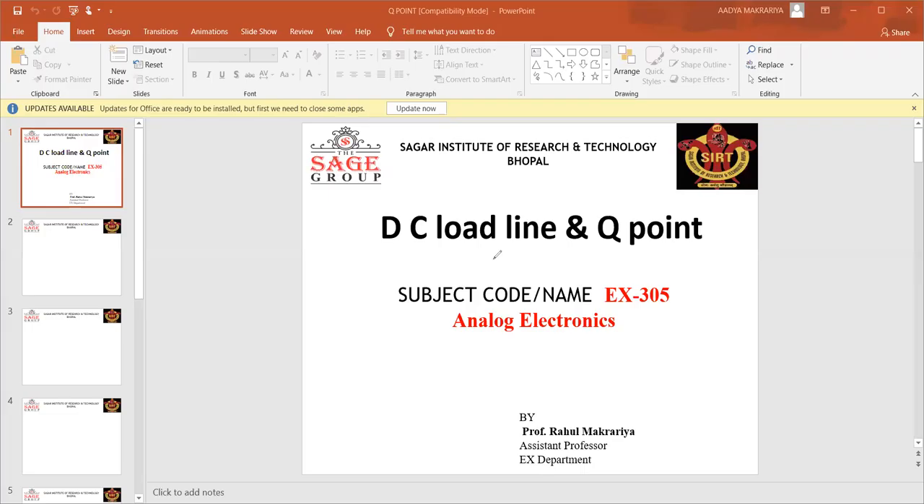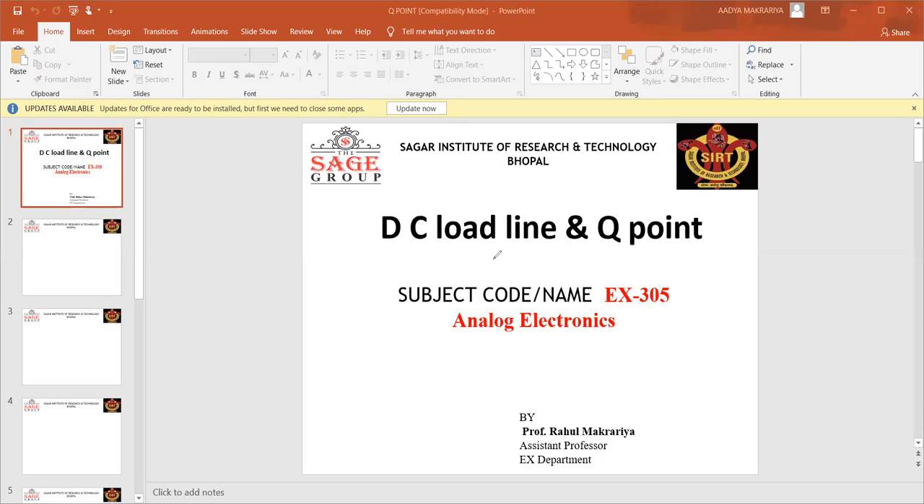Good morning, students. Today we will study about the DC load line and Q point of a transistor. These two parameters are very important regarding the application of transistor. As we know, a transistor is used as an amplifier. So to get the proper amplifying signal, we should know about the DC load line and the Q point.